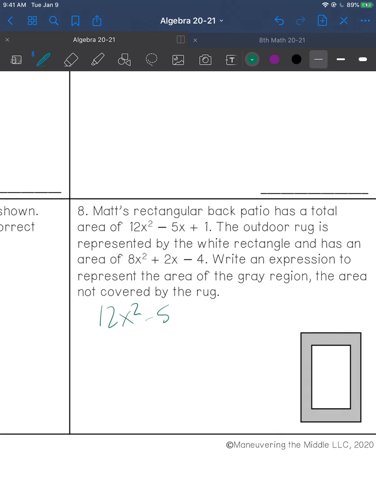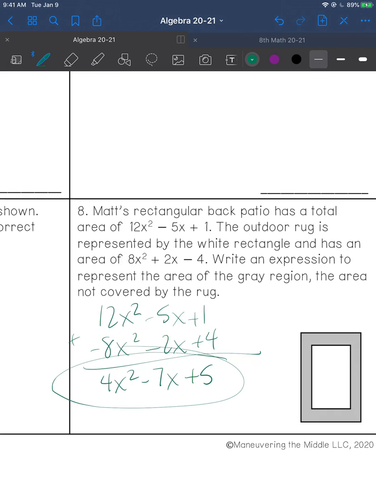12x squared minus 5x plus 1. Subtracting, so that means I'm going to change all of my signs so I can keep it in addition. So minus 8x squared minus 2x plus 4. Combine like terms. 12 minus 8 is 4x squared. Minus 5 minus 2, what is that? That's negative 7x. 1 plus 4 is 5. That is adding and subtracting polynomials.